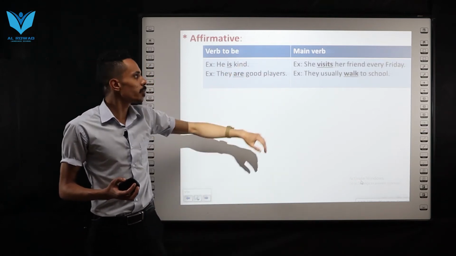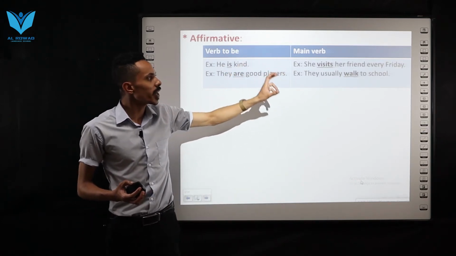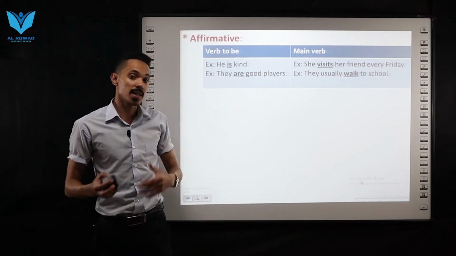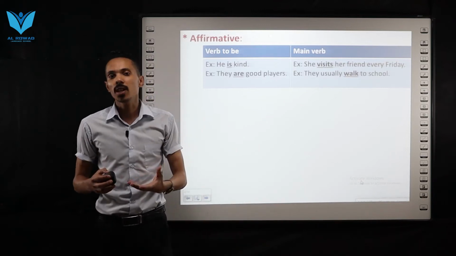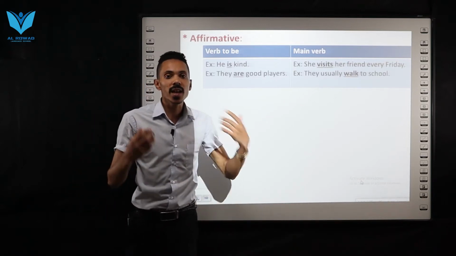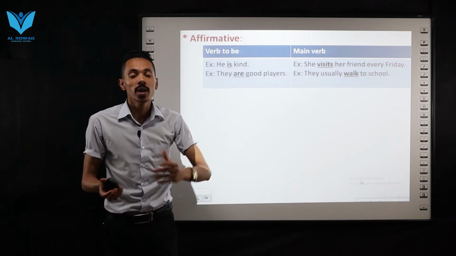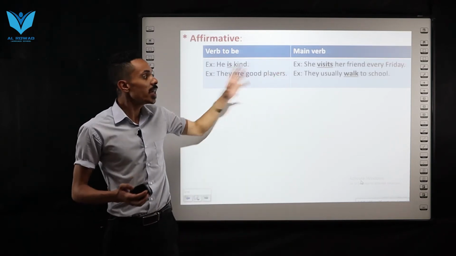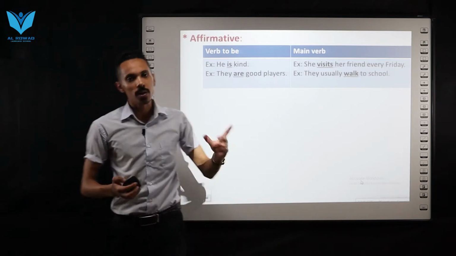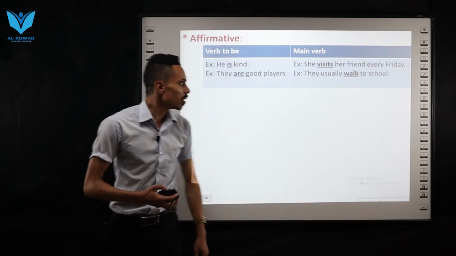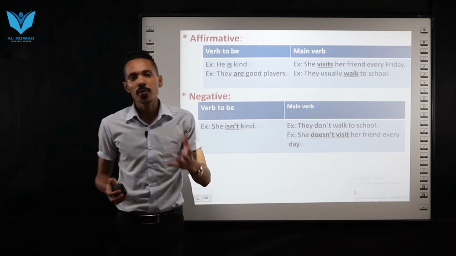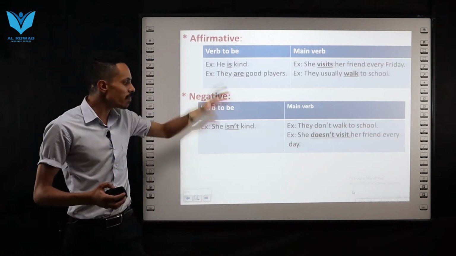Here the main verb, she visits her friend every Friday. Is it a fact or habit? Yes, it's a habit. What is the meaning of habit? Something that you love to do. It's called habit. For the second example, they usually walk to school. Also, it's a habit.